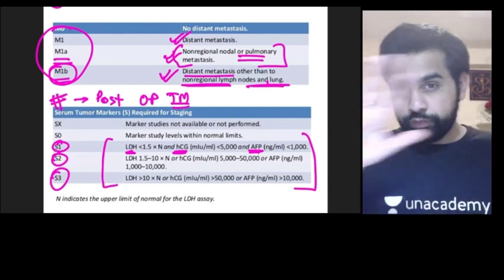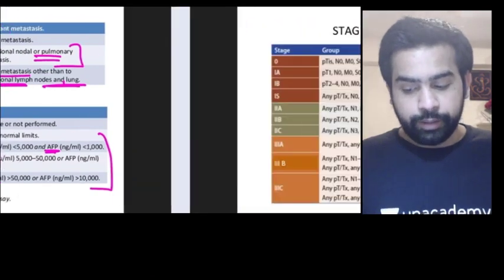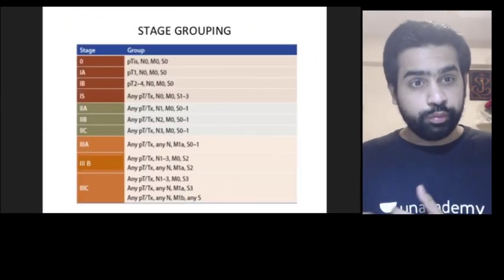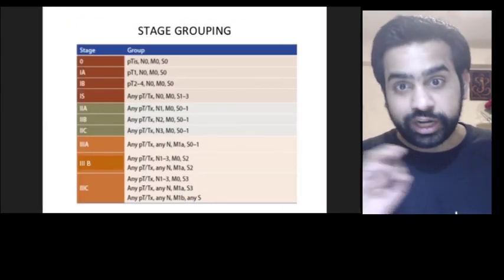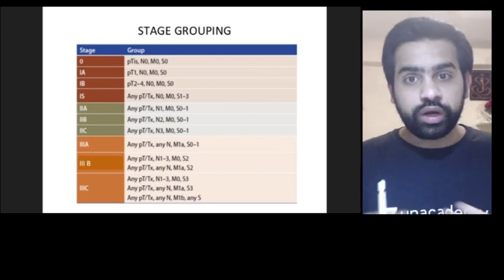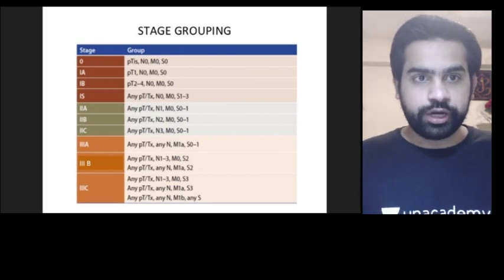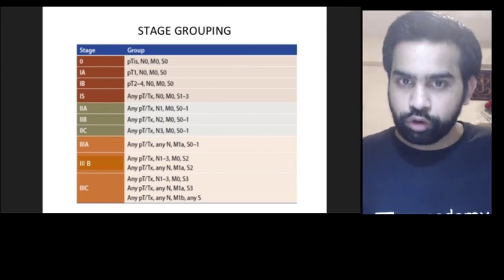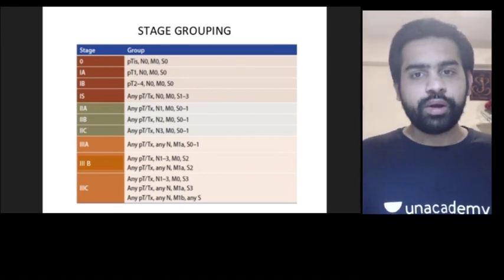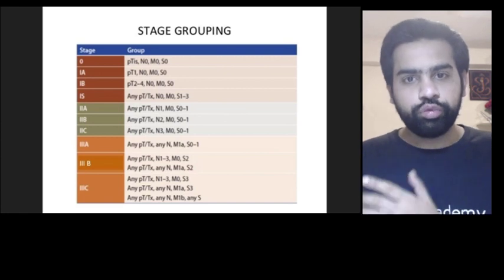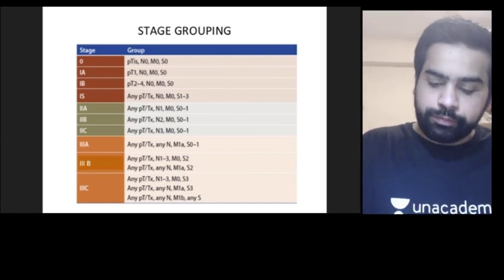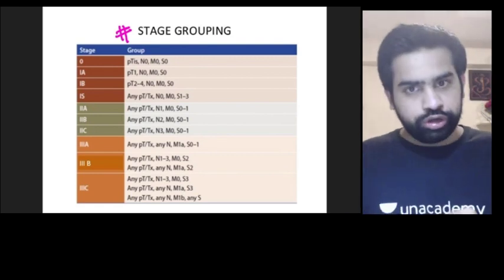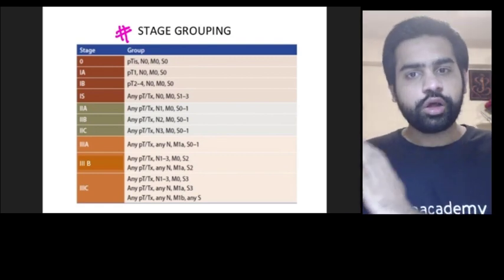So this is what we talked about. It's just the TNM staging, but the management of the testicular tumor is not at all dependent on that. So what is the basis of the management? Now this is something which you do not need to remember by heart, at least not for the NEET PG. But this is basically the stage grouping. I will not go into the details of it, but please understand this is how exactly we do it.